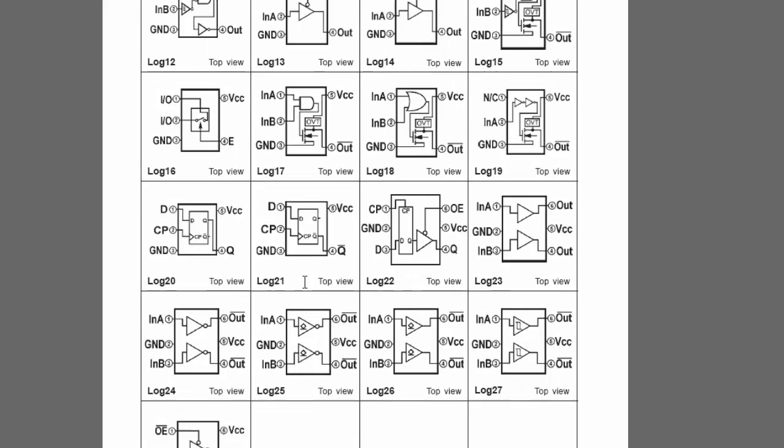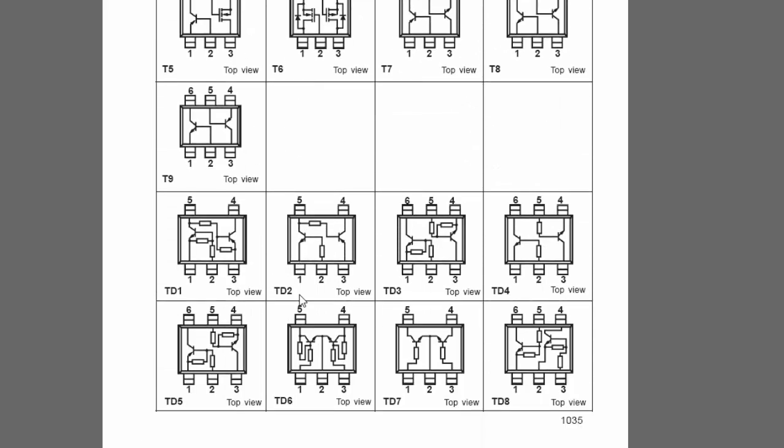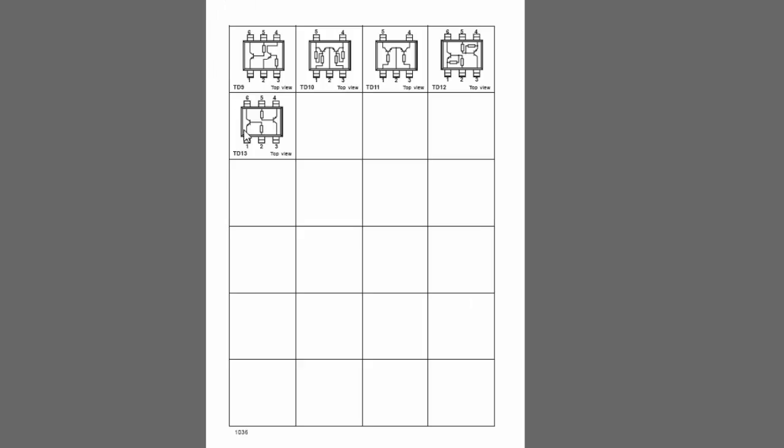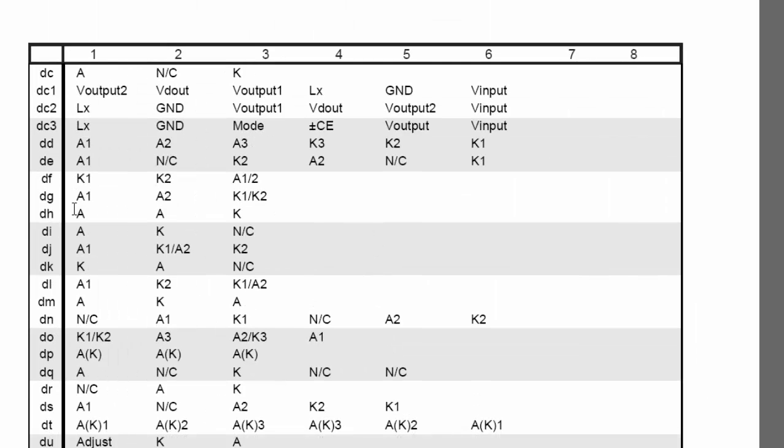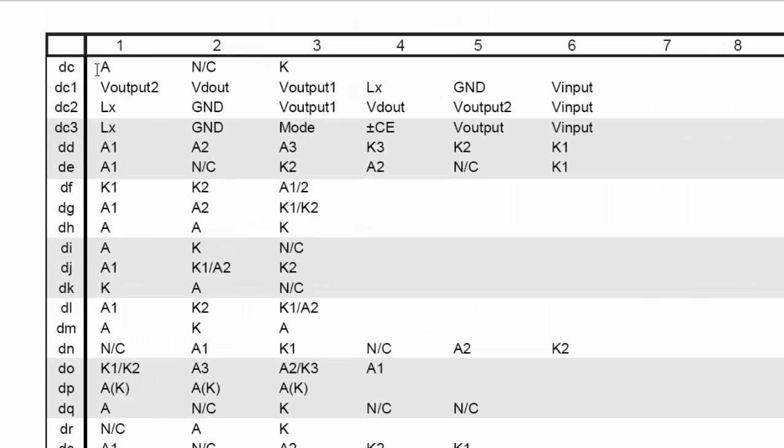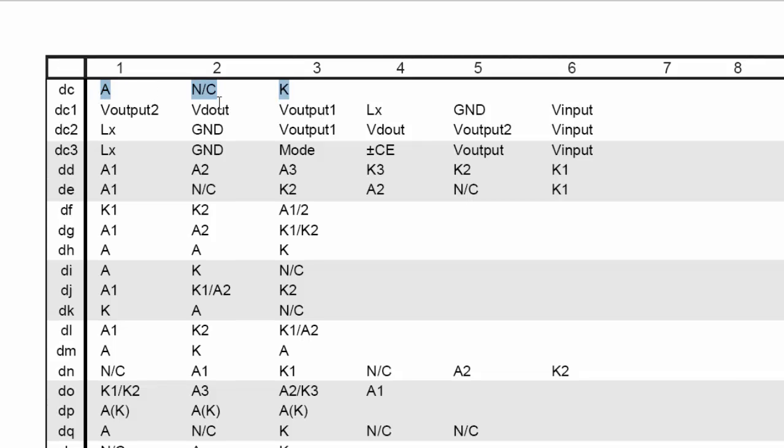Now we have to search for DC for pin assignment. It is in alphabetical order. So here is DC. Pin number 1 is anode, pin number 2 not connected, pin number 3 is cathode. So it is now verified that this component is not a transistor, it is a diode. If you cannot find the SMD diode, you can replace it with a BAS16 diode or any equivalent.